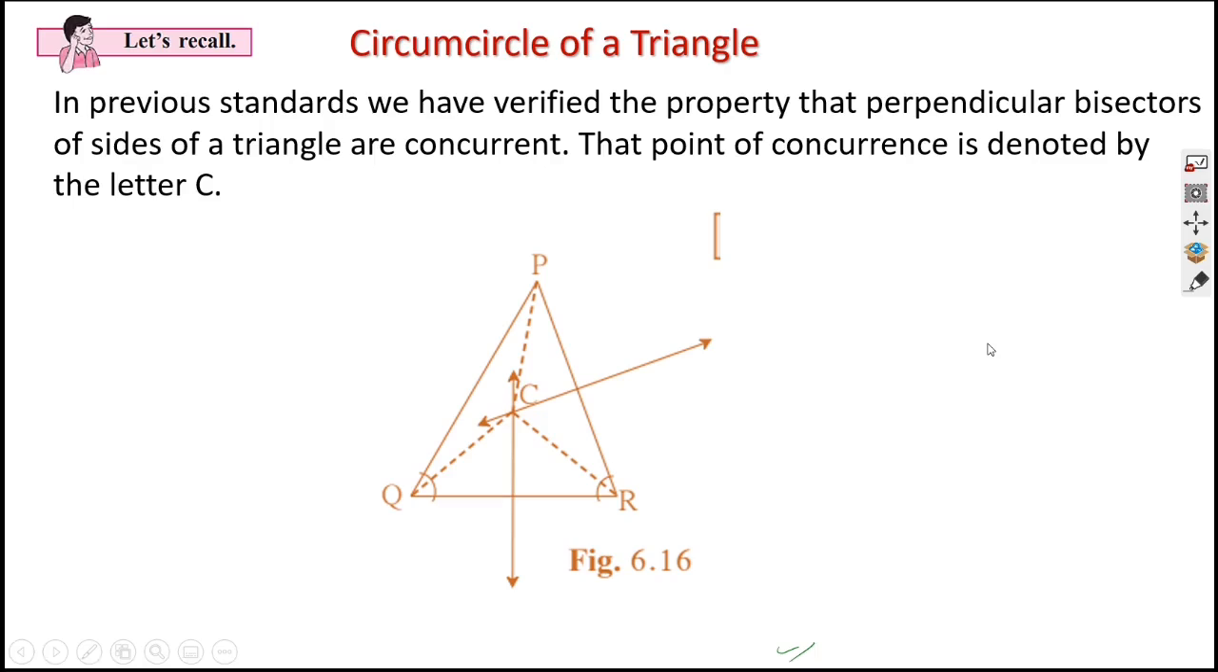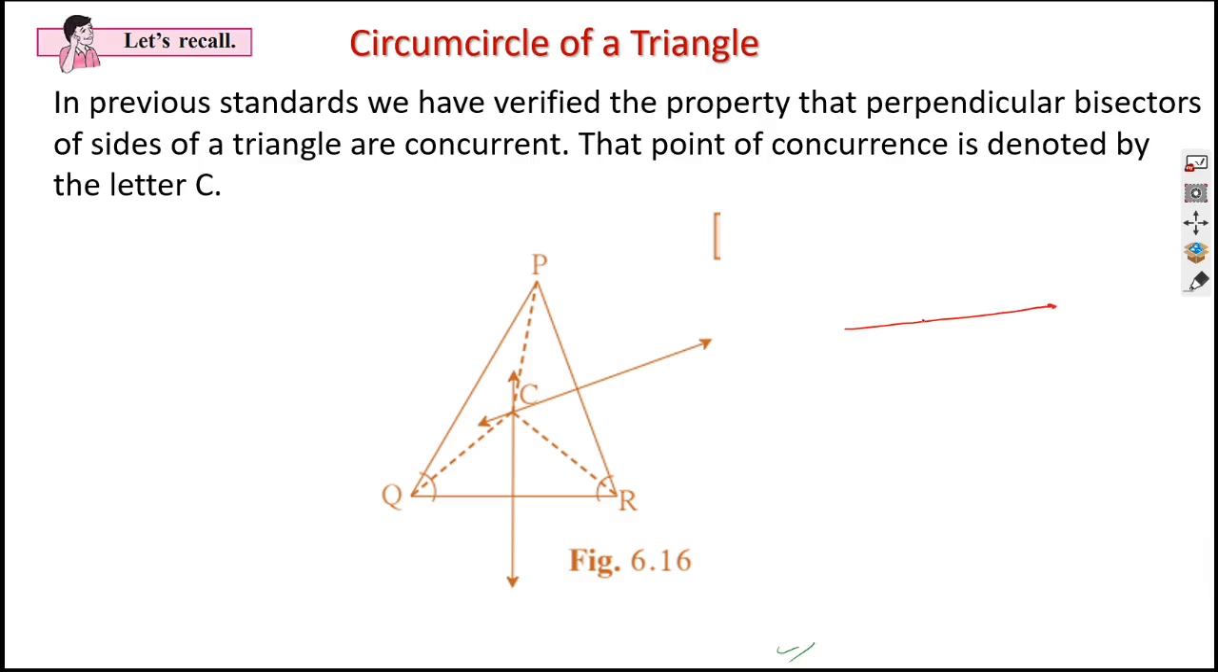In the case of the circumcircle, we know the property of perpendicular bisectors of the sides of a triangle. They also meet at a point, and that particular point will be equidistant from the end points of the sides of the triangle, or the vertices of the triangle. What is the principle we studied?